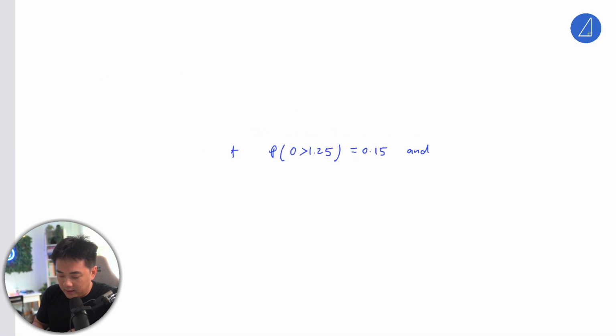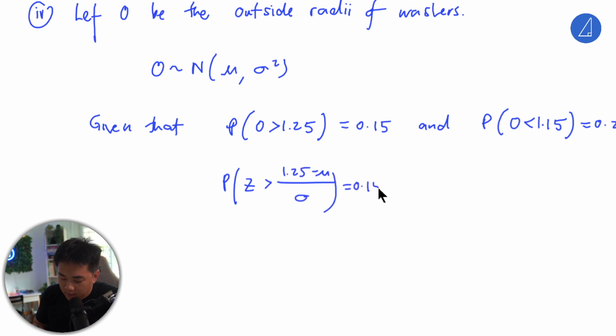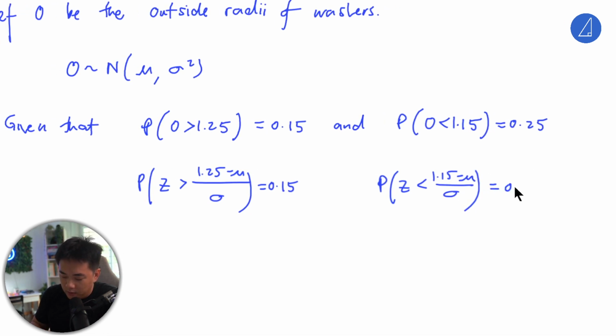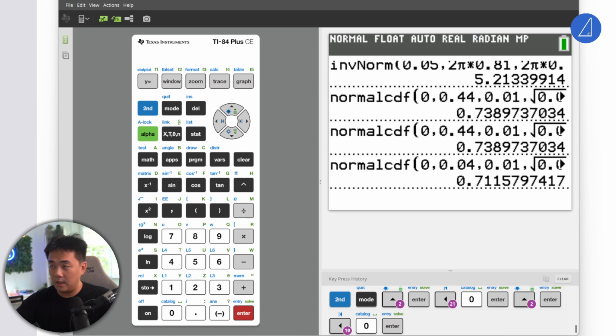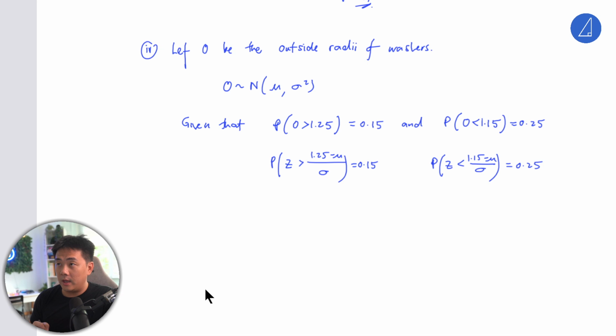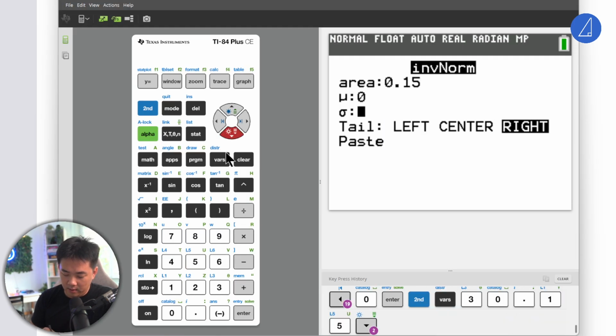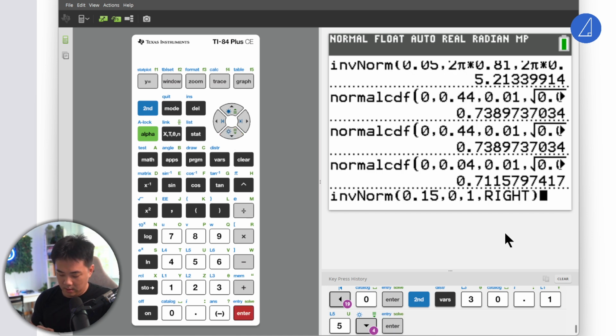So we're going to put this as P(Z greater than (1.25 minus mu) over sigma) is 0.15. Then we have P(Z less than (1.15 minus mu) over sigma) is 0.25. What we need to do is just inverse norm. Remember, this is the standard graph. We have 0.15 pointing to the right, so on the right side you get this boundary here.